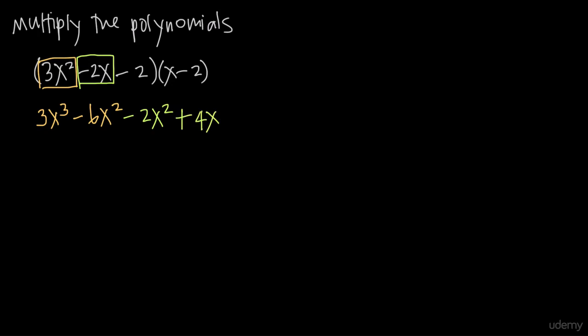Now we look at the last term in our first polynomial, which is a negative 2, again, as always, including that negative sign if there is one. And we say negative 2 times x gives us a negative 2x. Negative 2 times negative 2 gives us a positive 4. So notice how, because there's two terms in the second polynomial, we end up with two terms for each term in the first polynomial. That's because we take each term in the first polynomial and multiply it by each term in the second polynomial, which is going to give us two terms in our result.